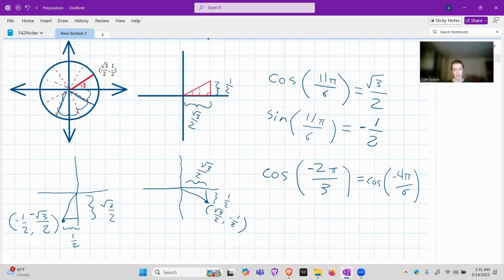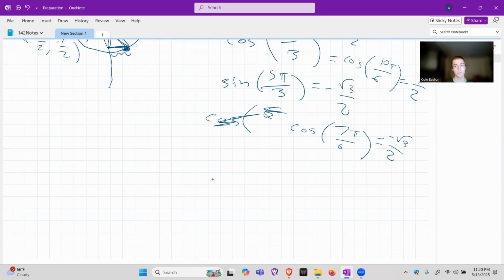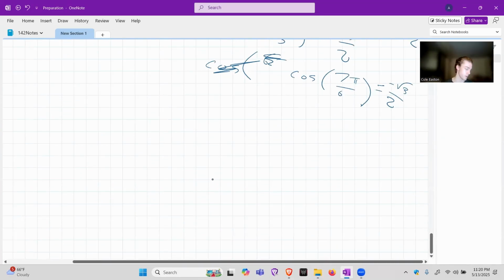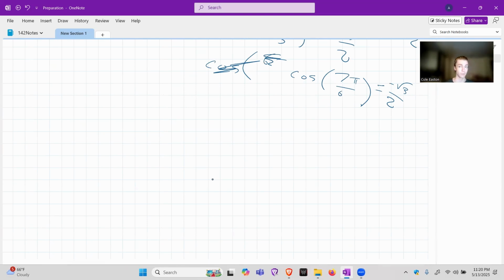So that means that our cosine, which is our x coordinate, is negative 1/2. And if we wanted to do sine, sine of negative 2 pi over 3, that's going to be the y value, which is negative root 3 over 2. Okay, so that was a little excursion, but we want to get back to graphing functions.